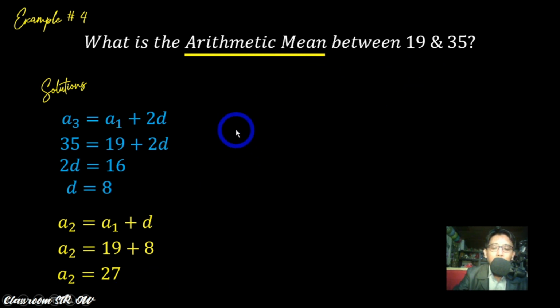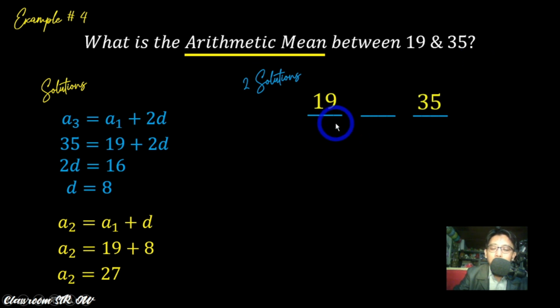Now actually, I will be presenting to you another solution. We got already the value, which is a sub 2 is equal to 27, so I'll present another solution. The second solution is that we are looking for the term in between 19 and 35. So therefore, there are 3 terms. The first term is 19 and the last term or the third term is 35.